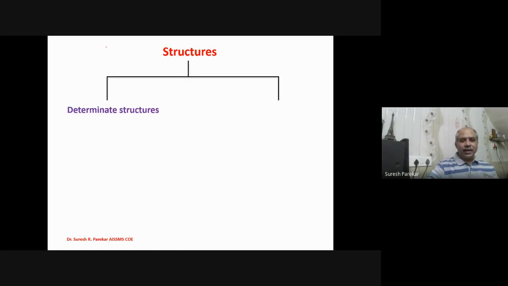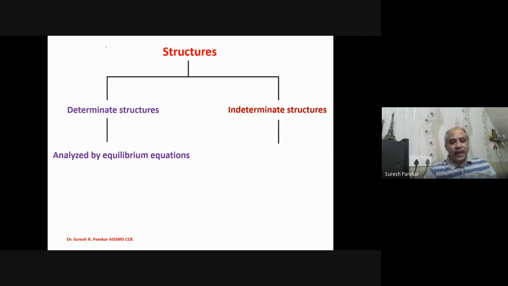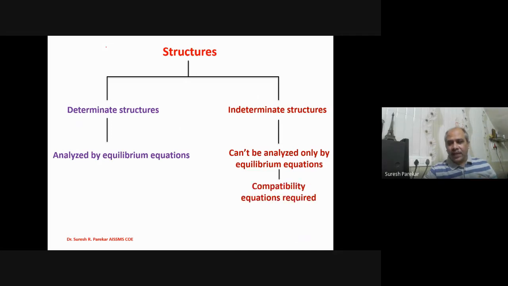Then considering joints and members, we are going to divide into two types. We have determinate structures and indeterminate structures. When we are in a position to analyze the structure by equilibrium equations, that is a determinate structure. And if we cannot analyze by equilibrium equations and require compatibility equations to analyze the structure, then these are known as indeterminate structures. These structures are compatible with support displacements.